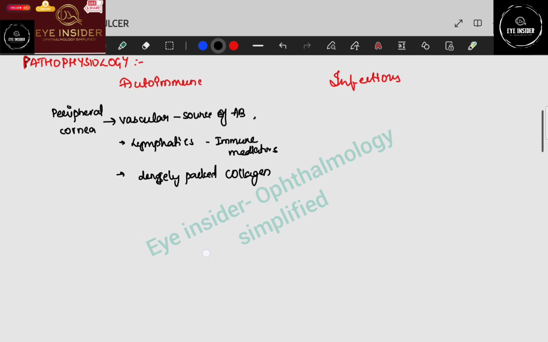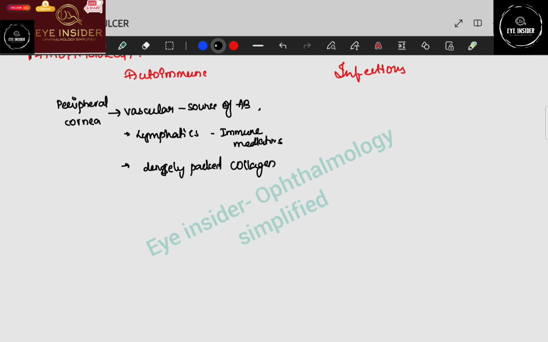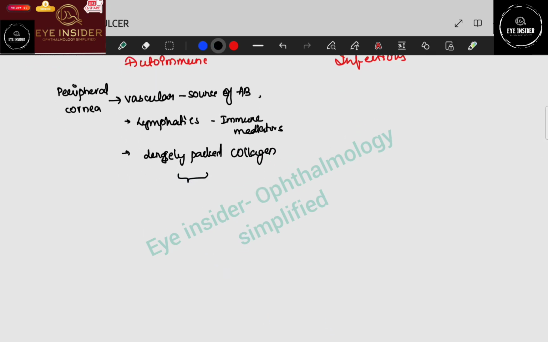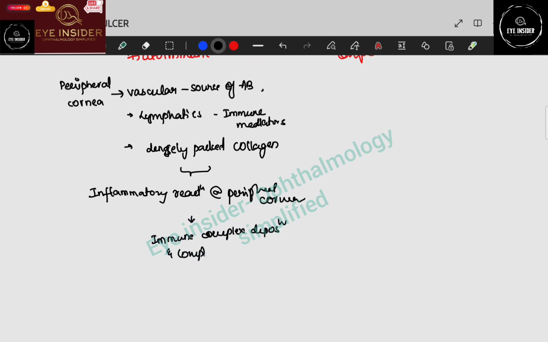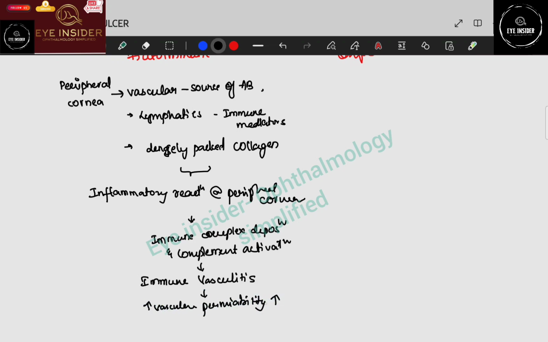These predispose it to inflammation following any trivial trauma or infection. This causes an inflammatory reaction at the peripheral cornea, which leads to immune complex deposition and complement activation. Because of this, there is immune mediated vasculitis, which ultimately leads to increased vascular permeability, increased cytokines, and an increase in neutrophils in that area.